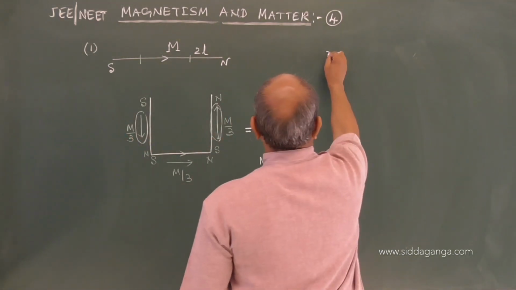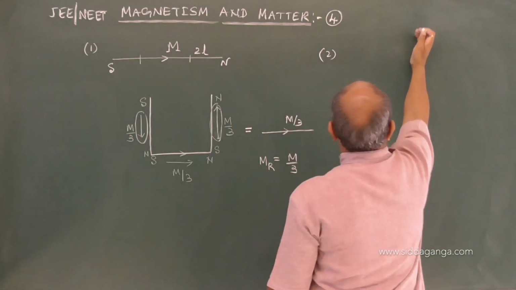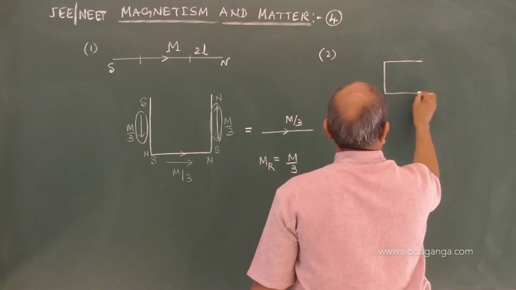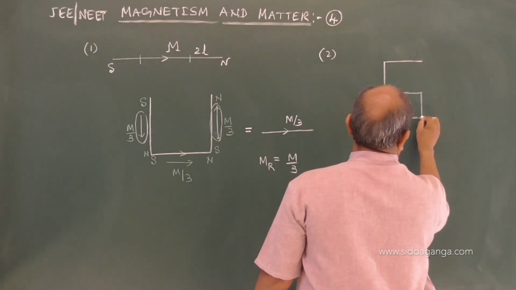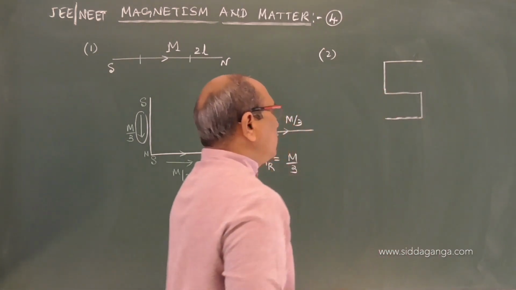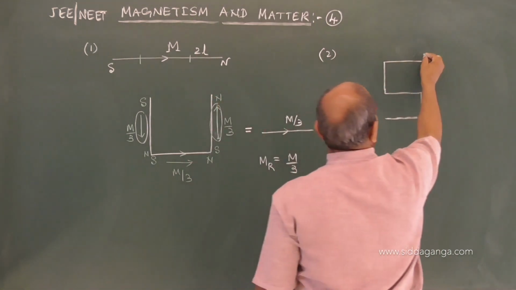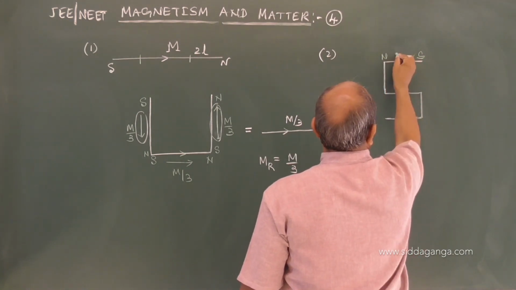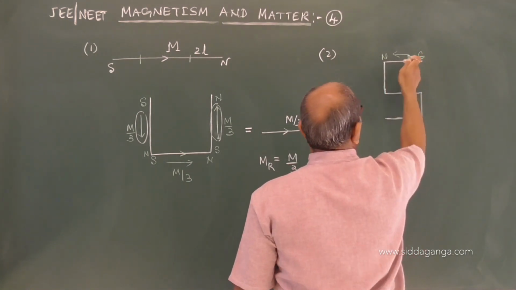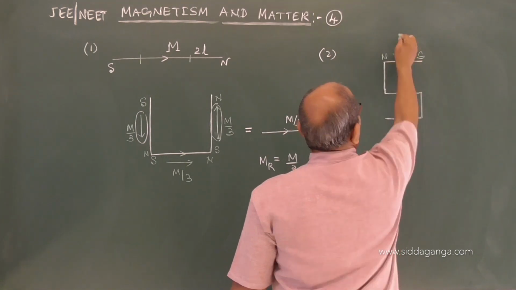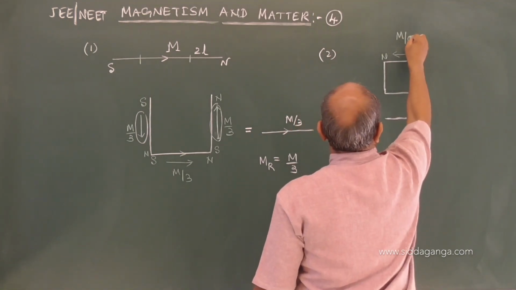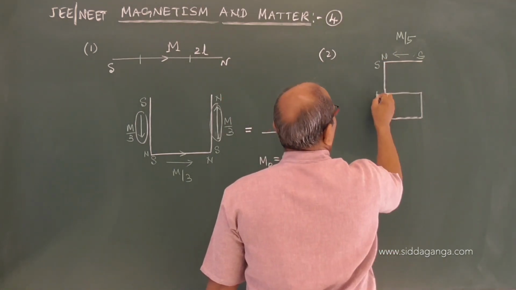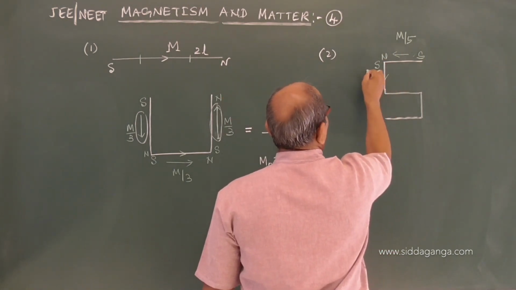Taking the second case, if it is bent in the letter S form, so starting with this is S, N. Now it is cut into 5 equal parts. Therefore, each becomes m by 5. And again S and N. This becomes m by 5.